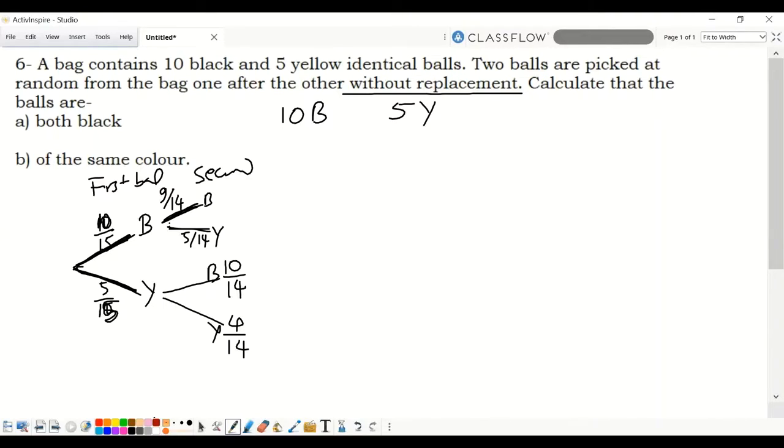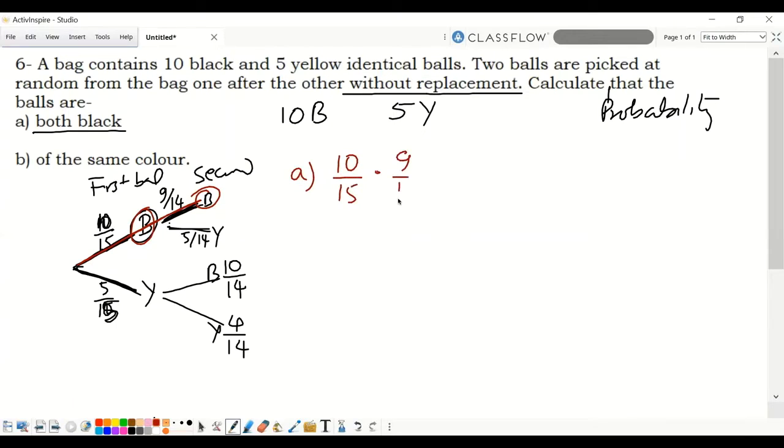How? They ask us to calculate the probability that the balls are both black. So we know this is a black ball and again a black ball. This is the branch that talks about both being black balls. So the answer of A will be 10 over 15 for the first and 9 over 14 for the second. And now we can cancel if possible. Yes, we can. 9 over 21 is the probability.